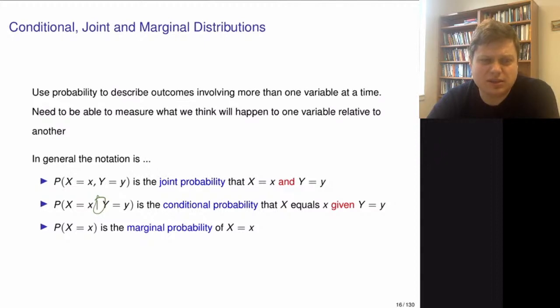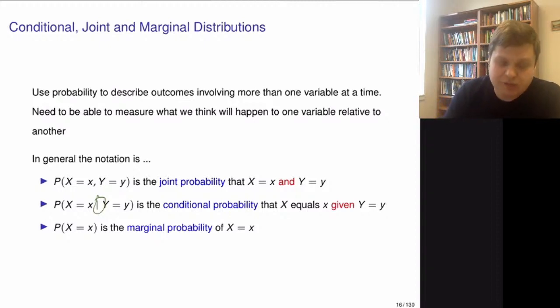And then the last concept is marginal probability. Again, it might seem a little bit abstract at this point. It's just the probability of a single variable, which we can calculate by knowing joint or conditional probabilities. And we will see examples of how to do those calculations in a few minutes.